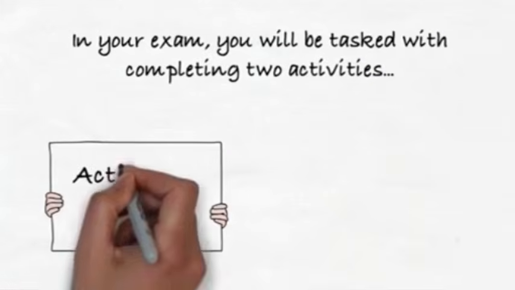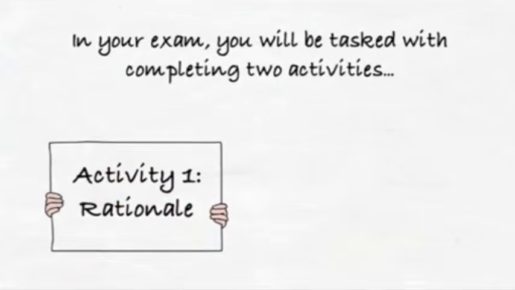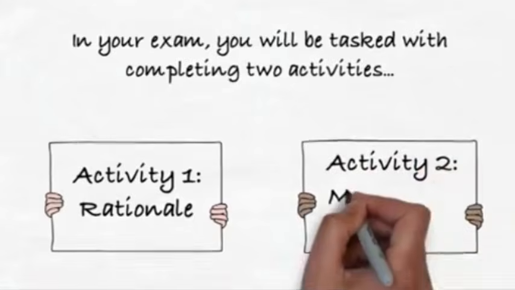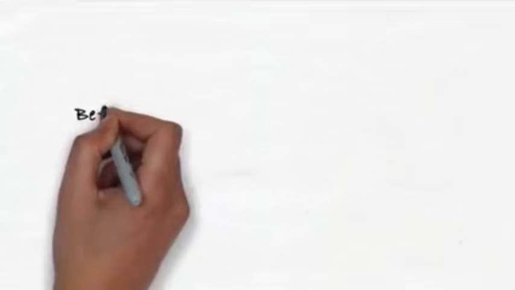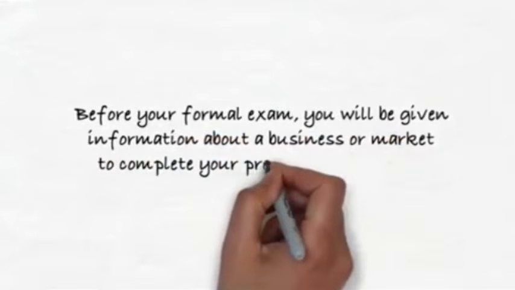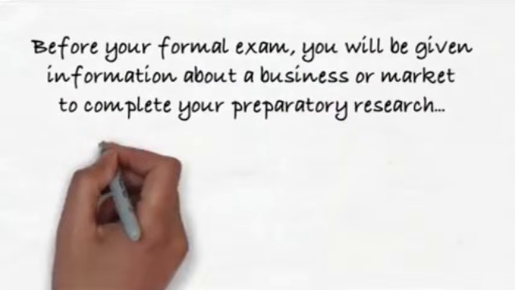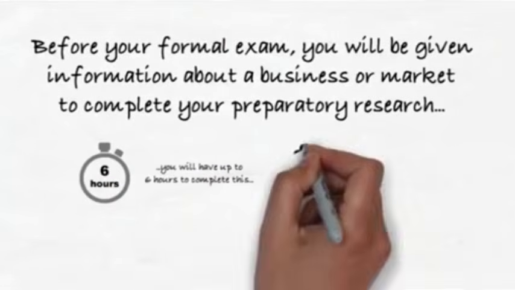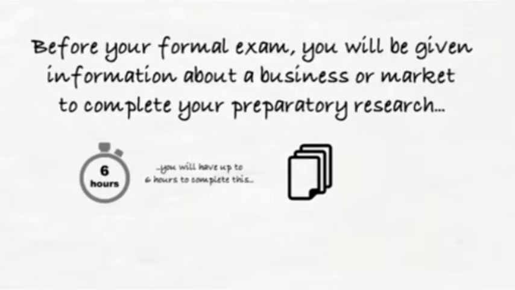In your exam, you will be given more information about a business and tasked with completing 2 activities. Activity 1 includes a rationale, and Activity 2 is where you explain all of your marketing decisions in a marketing plan. A few weeks before your exam, you'll be given information about a specific business or market to complete your research. You will have 6 hours to complete this, and you should produce 6 pages of research.